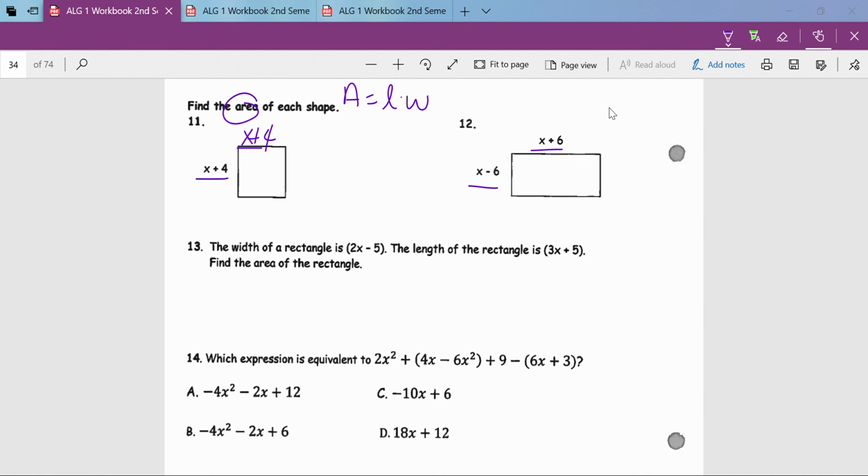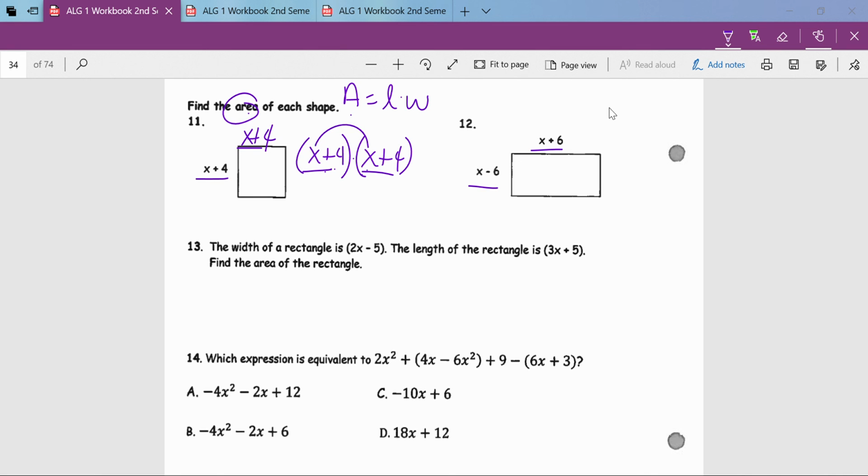Well, area is length times width, and that's what I'm finding. So it's x plus 4 times x plus 4. But I want the length to be multiplied by the whole width, and if I write it like that, that would be wrong, because it looks like only these two get multiplied, and that's wrong. So if you put parentheses, it keeps our dimensions together, and I can see that the whole length needs to be multiplied by the whole width.